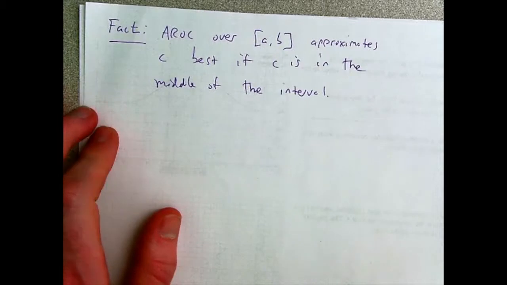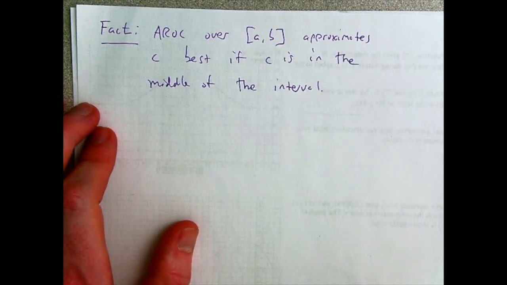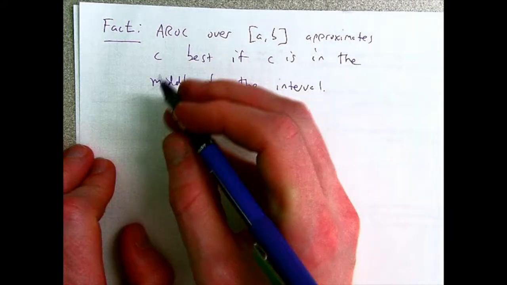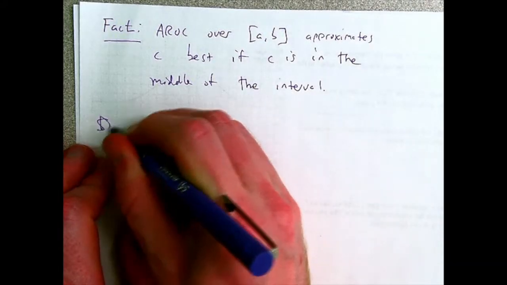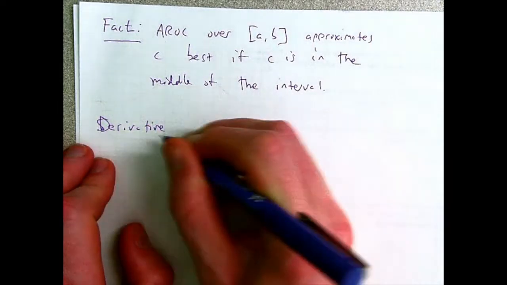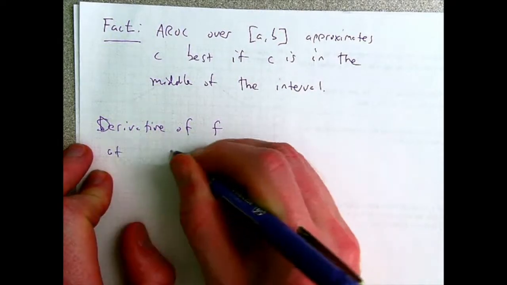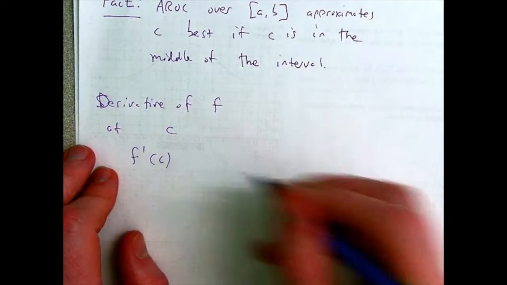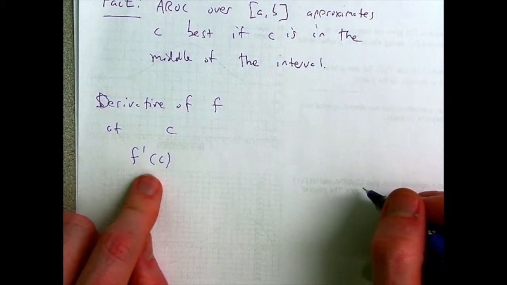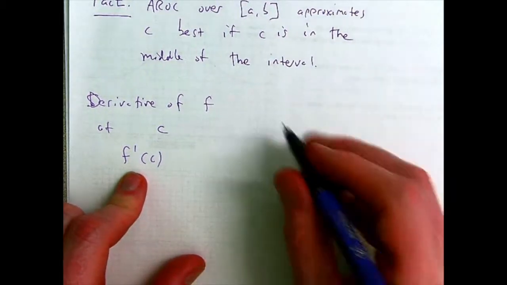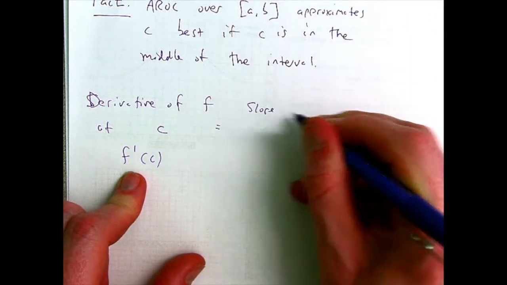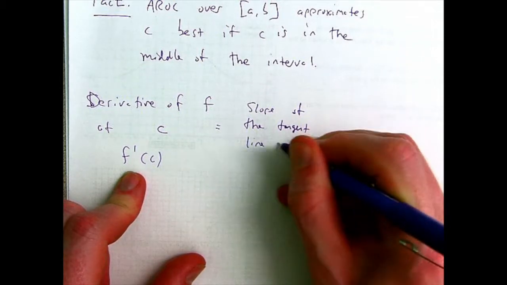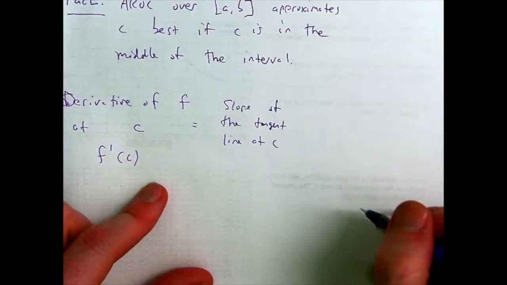So really quickly, I introduced the derivative, right? I told you the derivative was the slope. So the derivative of f at c, which is represented symbolically as f prime of c, right? That's the symbol for the derivative of f at c. That object is the slope of the tangent line at c. That's the first definition that I gave for you.